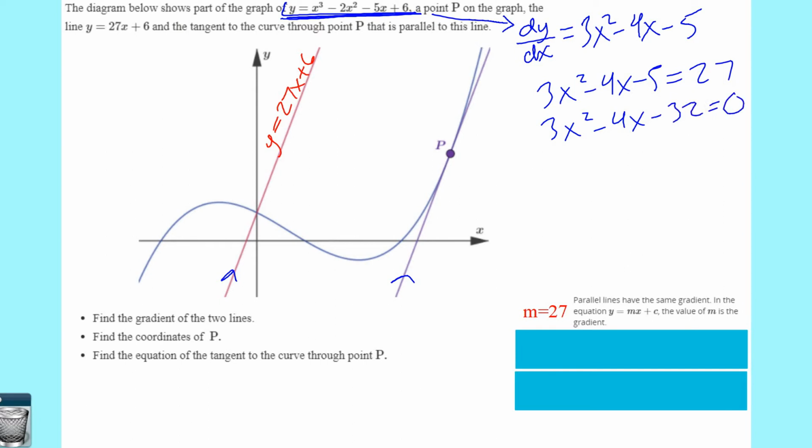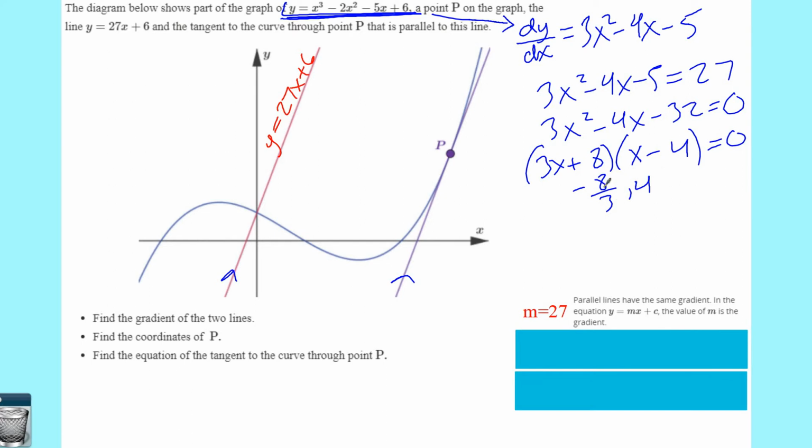Oh, took me a second to think about it. But it does factor. You can use the quadratic formula, you can factor, or you can plug it into your graphing calculator. So it should be 3x minus 8, and x plus 4, I believe. Nope, I lied. I didn't lie, I just misspoke. It should be 3x plus 8, x minus 4. There we go. So the two x values that you get are -8/3 and +4.